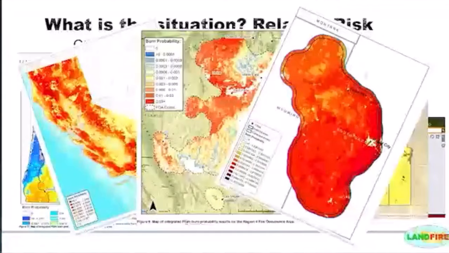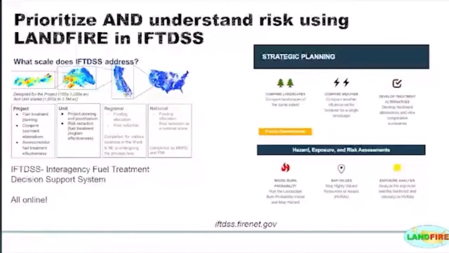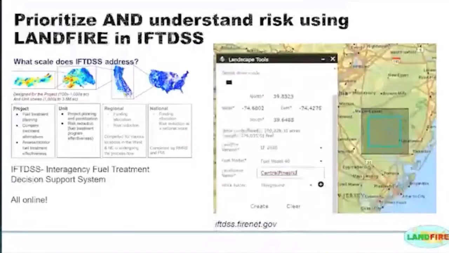Now, there are many tools that can use this risk data. IFTDSS is one. So this is the Interagency Fuel Treatment Decision Support System. This is all online. So if you wanted to run fire behavior for your area and estimate risk for your area, you could do that. And this is more based on the project and the unit, kind of the focal area. There's going to be a talk about IFTDSS tomorrow if you want more information about that. But I used IFTDSS before I even came to LANDFIRE. And so anyone can use it. And so here you see you can choose what LANDFIRE version you want to use to run your model within IFTDSS. And it's all online, so you don't have to download a fire behavior model or anything like that.